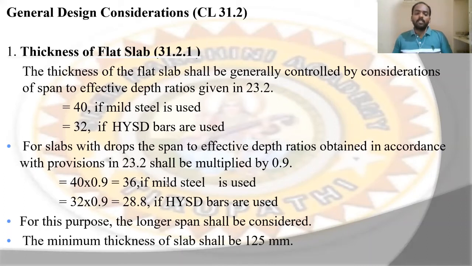For this purpose the longer span shall be considered, whichever is larger. The minimum thickness of the slab shall be 125 mm. Thickness of the slab should be 125 mm, that is the minimum thickness of the slab.